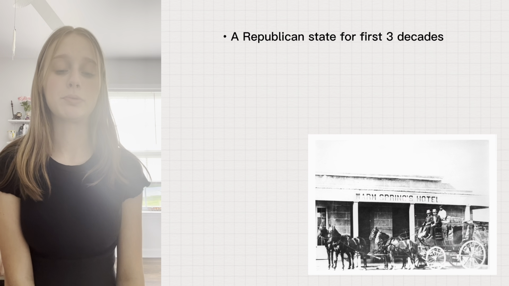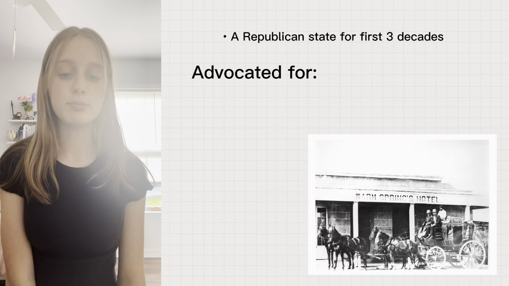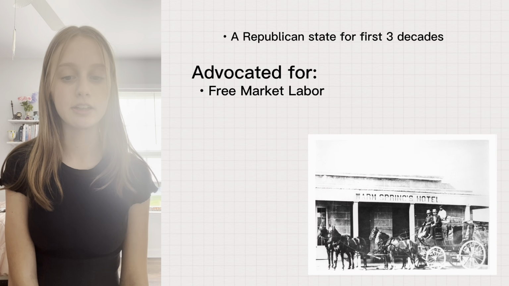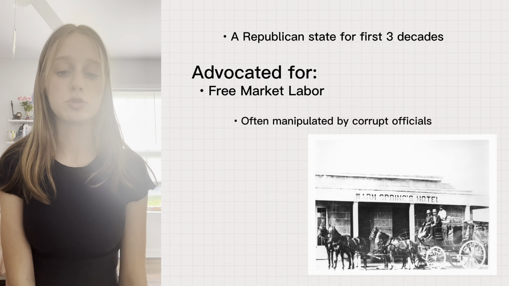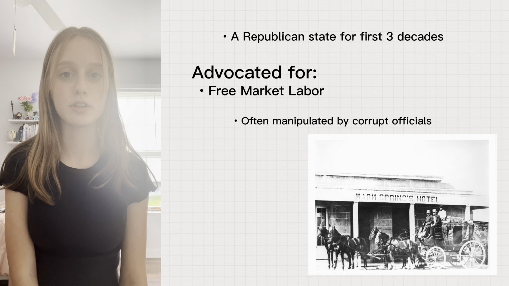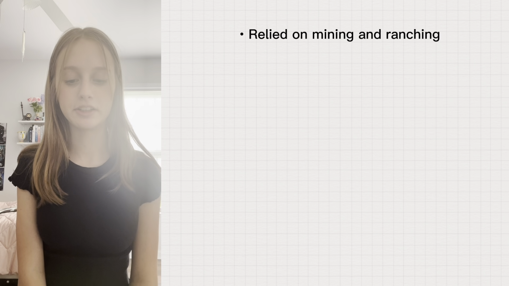During Nevada's first 3 decades of statehood, they were a Republican state. They advocated for free market labor and that it was superior to slavery. Nevada was often manipulated by corrupt officials, and it was rumored that government officials would pay for their seats in the Senate. Nevada was a free state. Nevada relied on mining and ranching as their prime source of income for the state.